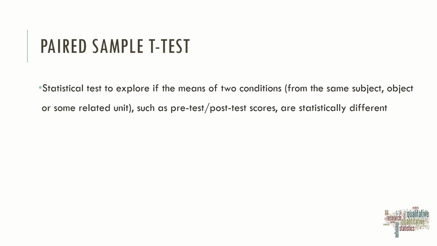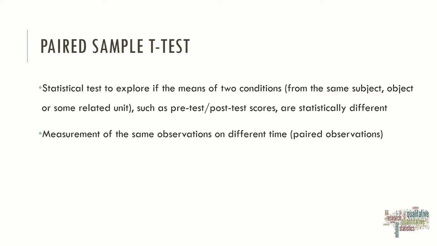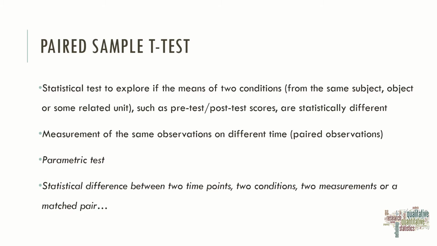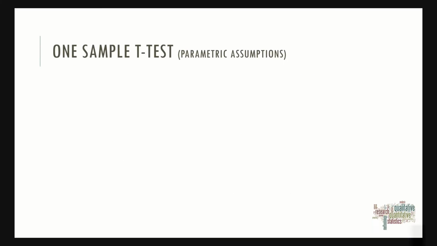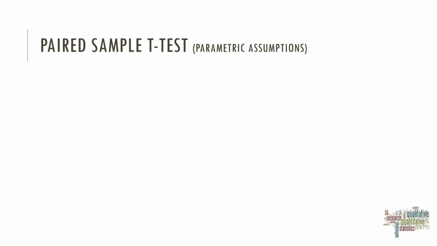It's a measurement of the same observations over different periods of time, such as paired observations. A paired sample t-test is a parametric test and explores the statistical difference between two time points, two conditions, two measurements or a matched pair. Now let's look at the parametric assumptions that we must have in mind when we want to perform a paired sample t-test.